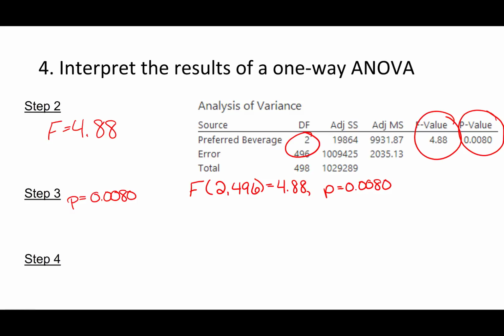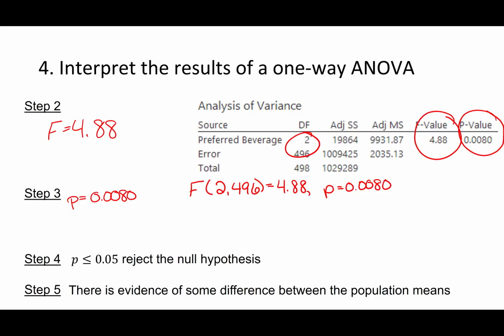Step 4 is to make a decision. Our p-value is less than the standard alpha level of 0.05, so we reject the null hypothesis. And step 5, state a real-world conclusion. There is evidence of some difference between the population means. This doesn't tell us where the differences are, though. To determine which groups are different from one another, we need to conduct a post hoc test. The post hoc test that we're going to use in this course is Tukey's pairwise comparisons.